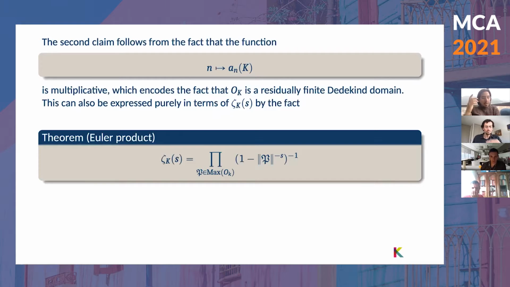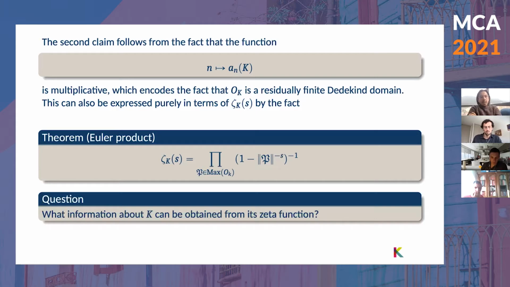Therefore, I repeat, if you need to check that two number fields have the same zeta function, you only need to check that they have the same number of ideals of a given norm which is a prime power.